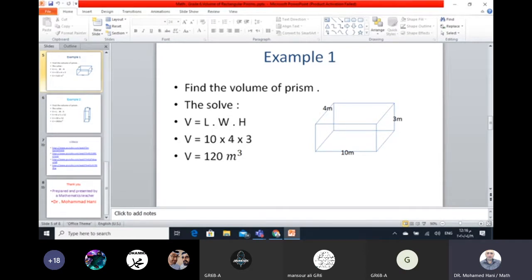10 multiplied by 4 will be 40. 40 multiplied by 3 will be 120. And the unit here, meter times meter times meter, will be meter exponent 3. I read it, meter cubed. So this is the unit to measure the volume.